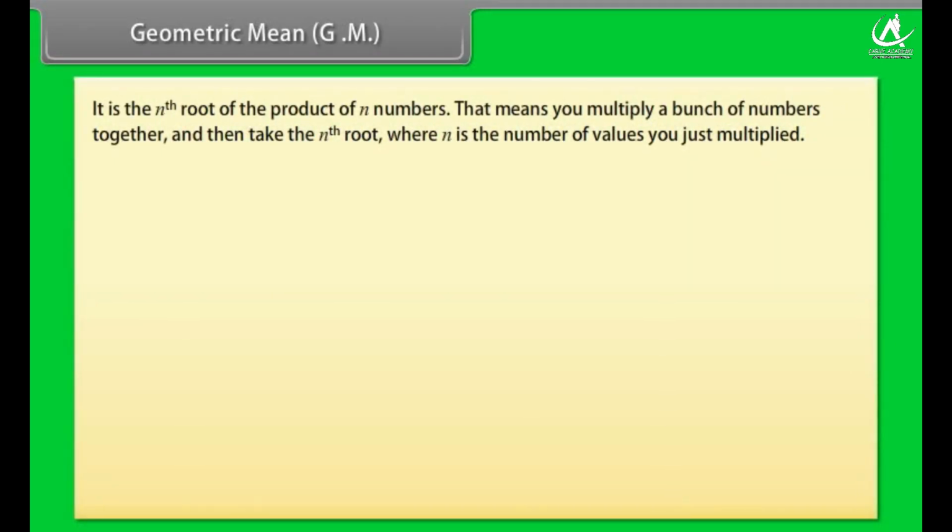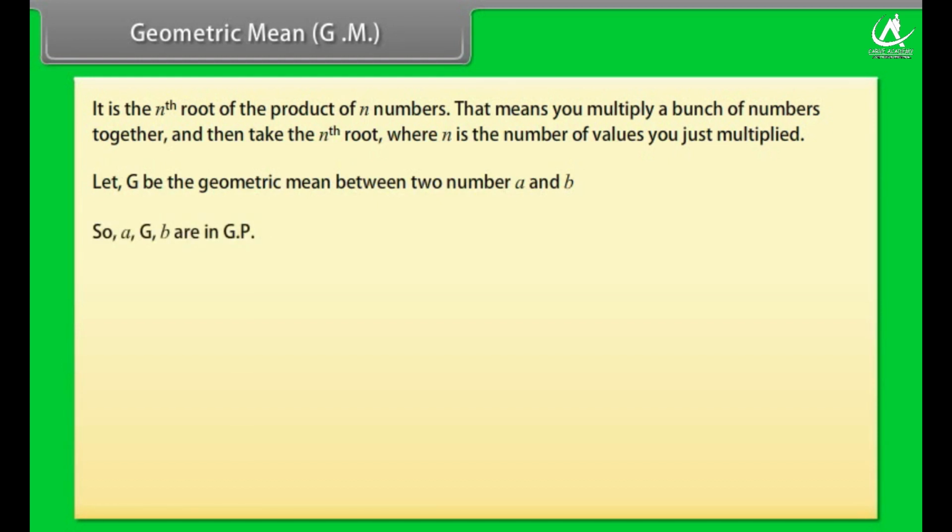Geometric mean, GM. It is the nth root of the product of n numbers. That means you multiply a bunch of numbers together and then take the nth root, where n is the number of values you just multiplied. Let G be the geometric mean between two numbers, A and B. So, A, G, B are in GP. G by A is equal to B by G, or G square is equal to A into B.